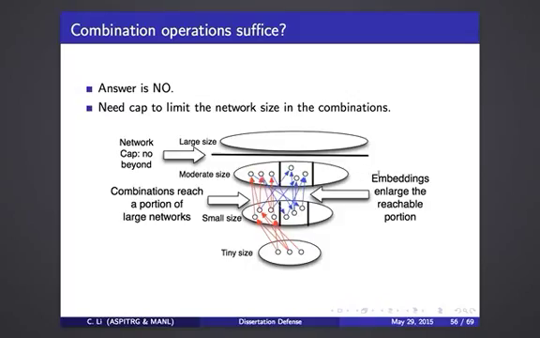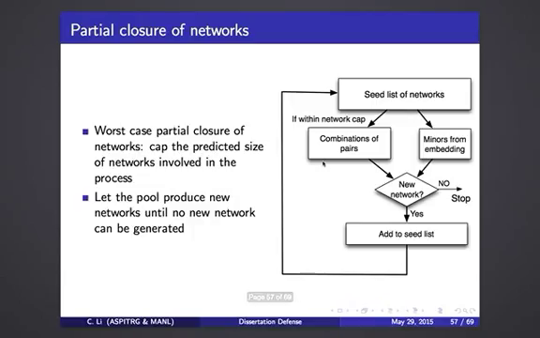So to better quantify the number and do some analysis, we may want to set a cap to limit the size of networks involved in the combination process, as it shows here. So if the networks go beyond the cap, we will not consider them for the combination. Then we can define a notion of a partial closure of networks. So as the flowchart shows here, we start with a seed list of networks. We consider their combinations and minors, of course within the cap. So if there are new networks obtained, we add them to the seed list again and do the next round of combinations and minors.